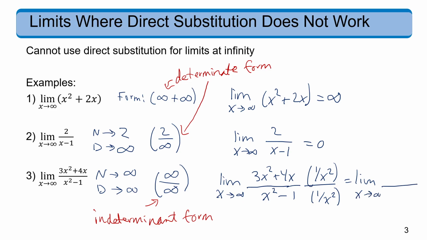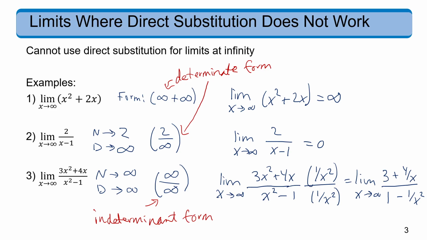Now in the numerator, we're dividing both of these terms by x squared. So the first term will just become 3. And the second term, 4x over x squared, we can cancel a factor of x, and it simplifies to 4 over x. So what we have is 3 plus 4 over x. In the denominator, when we divide x squared by x squared, it becomes 1. And then we have minus 1 times 1 over x squared.